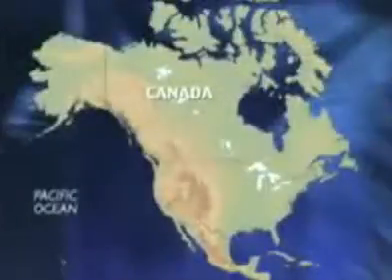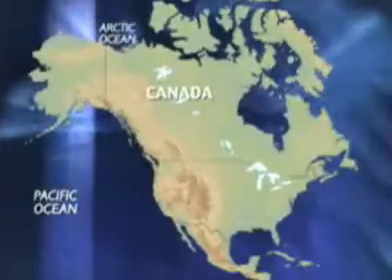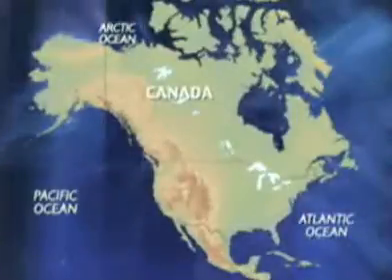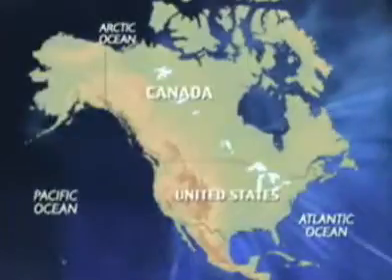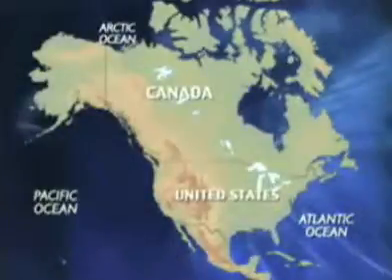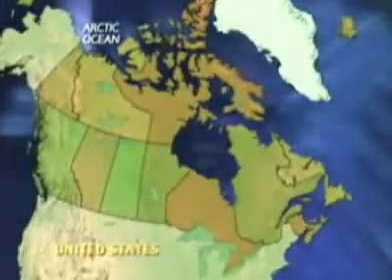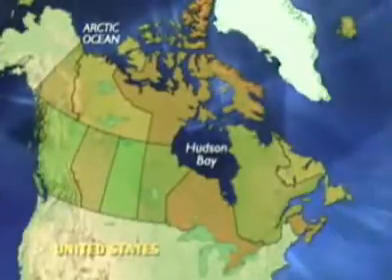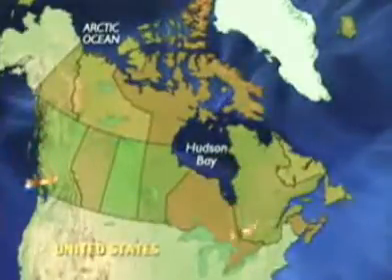Bordered by the Pacific Ocean to the west, the Arctic Ocean to the north, the Atlantic Ocean to the east, and the United States to the south, Canada spans 2/5 of the North American continent. Topographically, Canada is shaped like a giant basin with its lowest point around the Hudson Bay, a large inland sea in the center of the country, and mountains that run along the edges of its eastern and western sides.